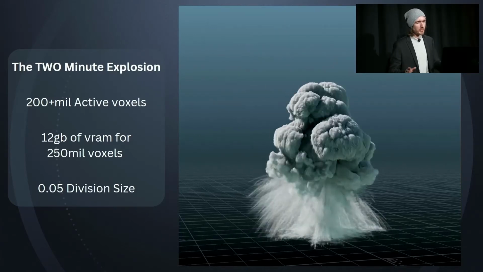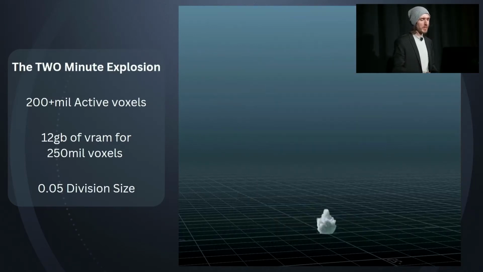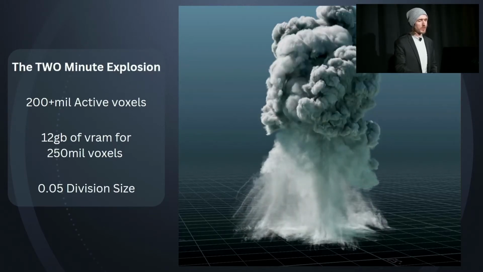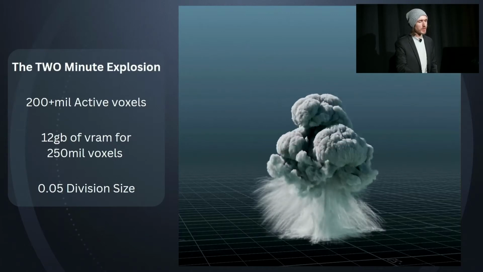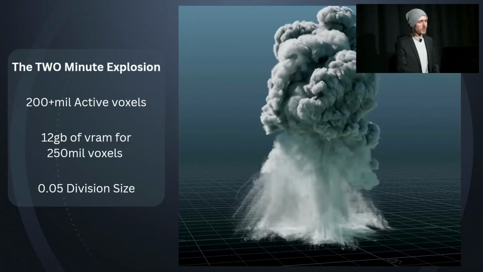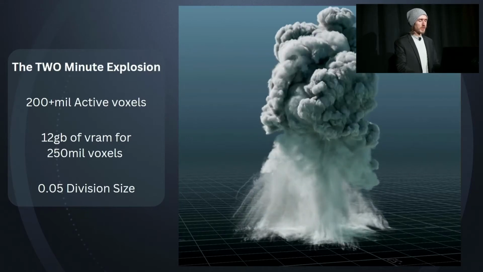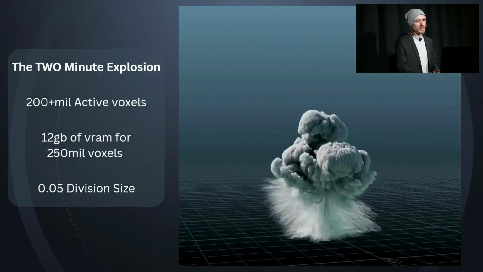I know, 2 minutes is still pretty good, but we wanna stay with 1 minute. This has around 200+ million voxels. It's gonna take around 12 gigs of VRAM, and that will give you 250 million voxels, which is pretty good. It's quite a lot. And this is set to 0.05 division size.